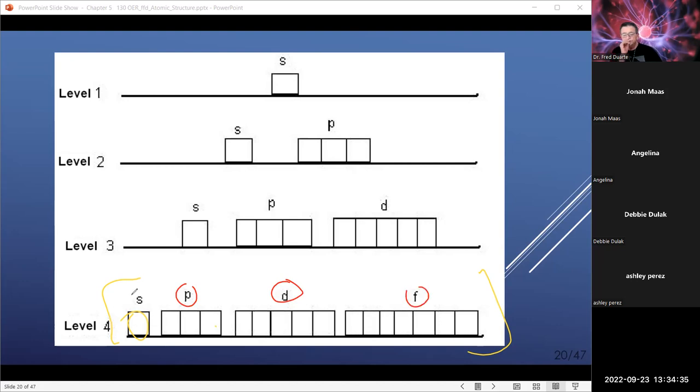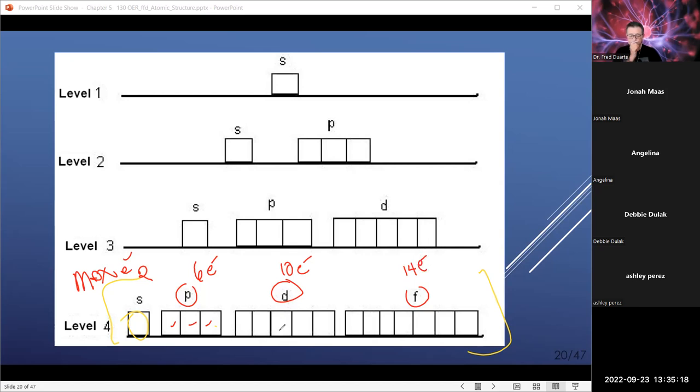Now, every orbital can handle a maximum of 2 electrons. So the max number of electrons is 2 for the S. For the P's, the max number is 6 because there are 3 and each one can handle 2 electrons. For the D, there are 5 D orbitals, each can handle 2, so we have a maximum of 10 electrons for the D's. And with 7 F orbitals, we can handle a maximum of 14 electrons.